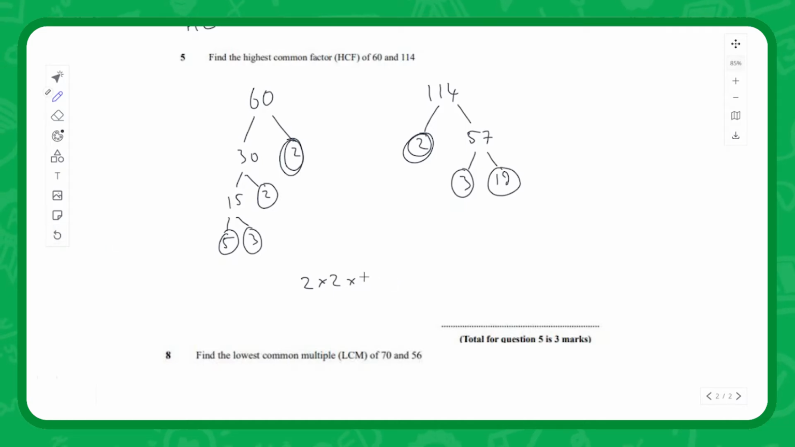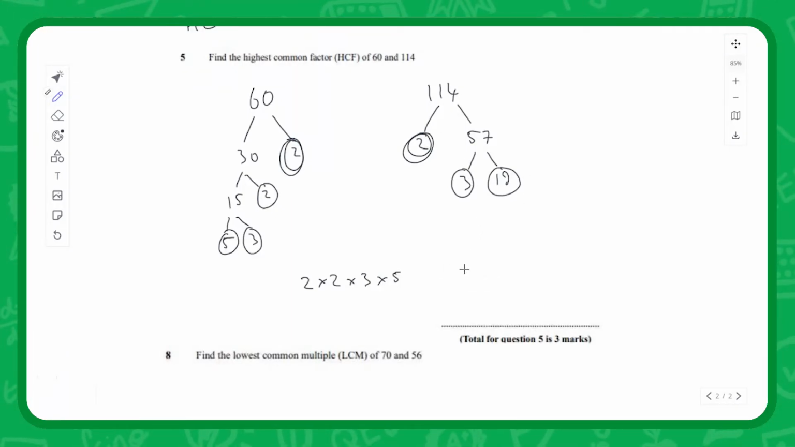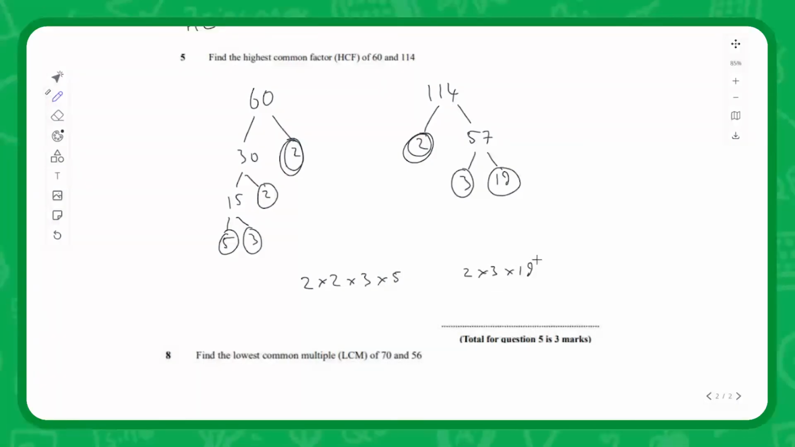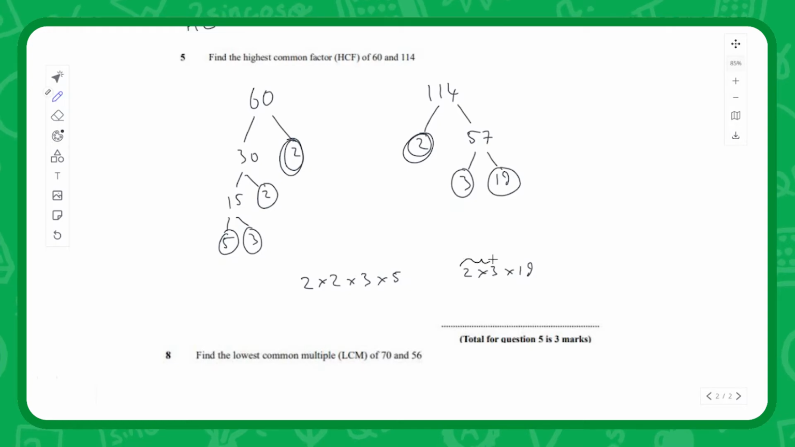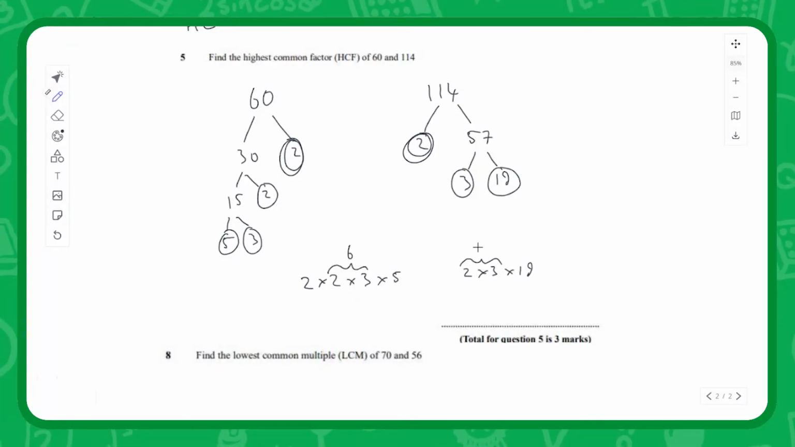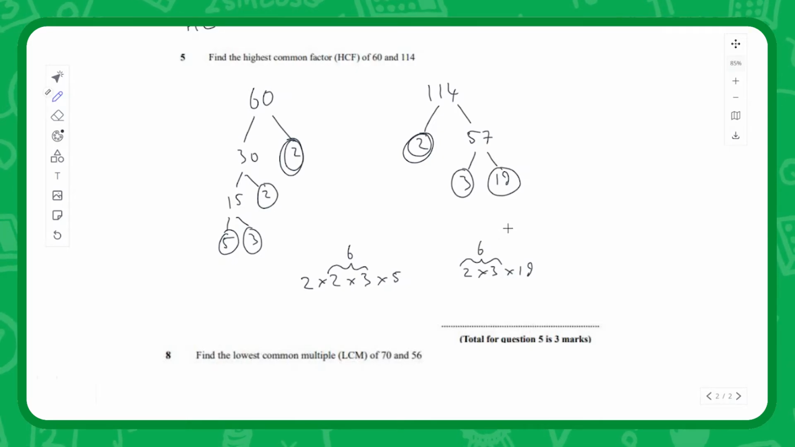I'm actually going to swap those around for the purposes of this, to show you what's going on, but again, it doesn't matter. And I know that 14 is 2 times 3 times 19. So 14 is just 2 times 3 times 19. Well, what I can see is I've got 2 times 3 appearing in both of my numbers, right? Which is 6. I know 6, therefore, goes into both my numbers.